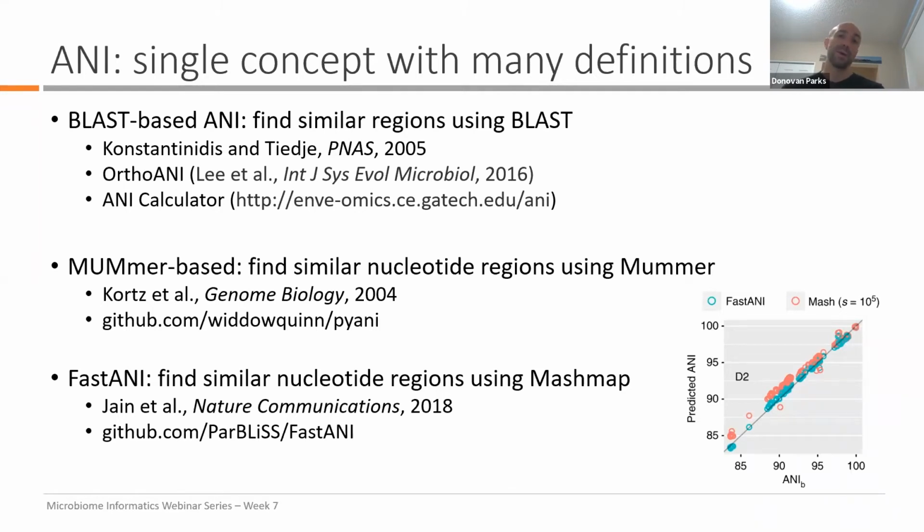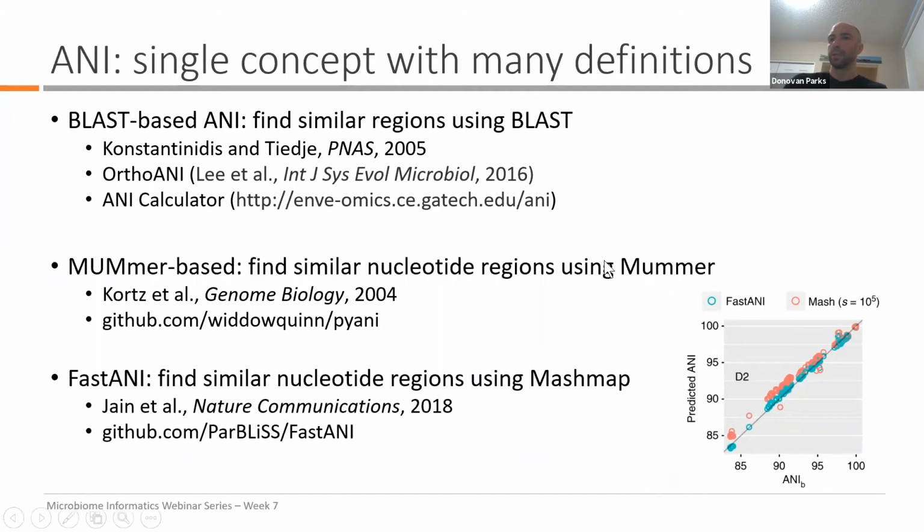There are also methods that, instead of using BLAST, use alternative methods to identify regions of high sequence similarity. So there's MUMmer-based methods, which use a method called MUMmer. And more recently, there's been efforts to try and get faster methods for calculating ANI. Now that we have hundreds of thousands of genomes, calculating ANI can actually become a bottleneck. So a method that I often use is called FastANI that came out in 2018.